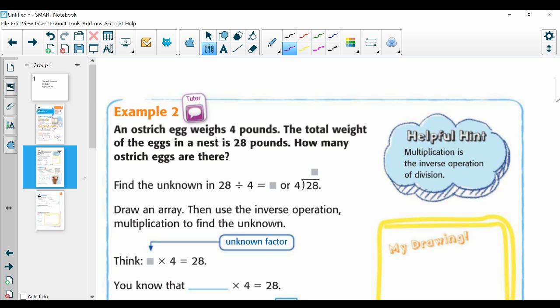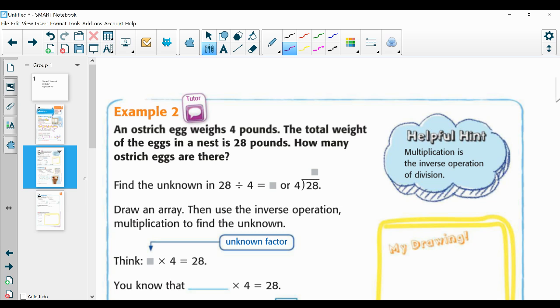The total weight of the eggs in a nest is some pounds. All right, so I have ostrich eggs in a nest, and they're kind of heavy, weigh a lot more than a chicken egg, that's for sure. So an ostrich egg weighs 4 pounds. The total weight of the eggs in a nest is 28 pounds. All right, so I've got a 4-pound egg. There's a total of 28 pounds.